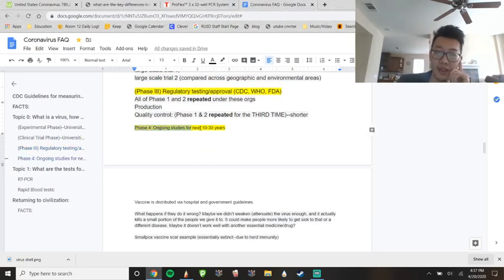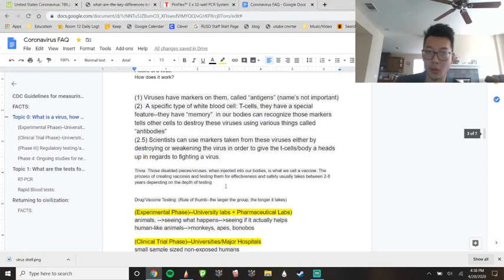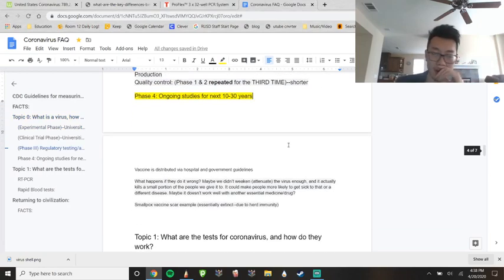And then finally, in phase 4, are you allowed to send it out to the public while still doing ongoing studies for the next 10 to 30 years? So why this is so important, why it has to go through all these phases, I'll just go through some scenarios. What happens if they do it wrong?